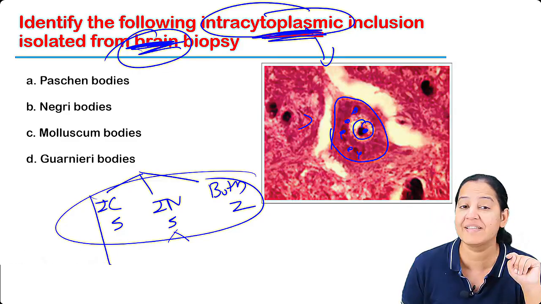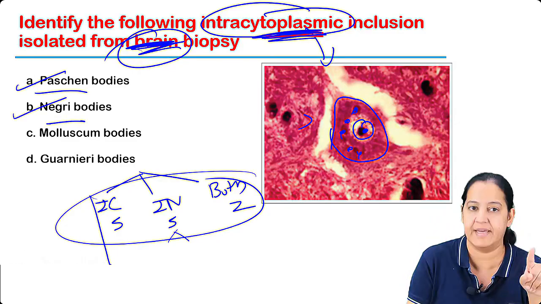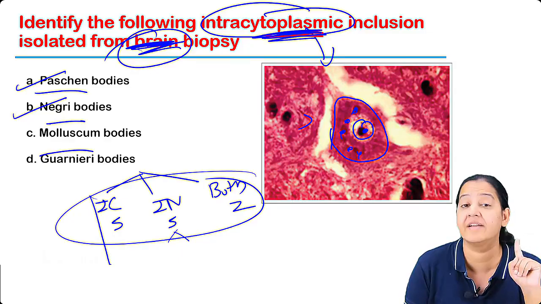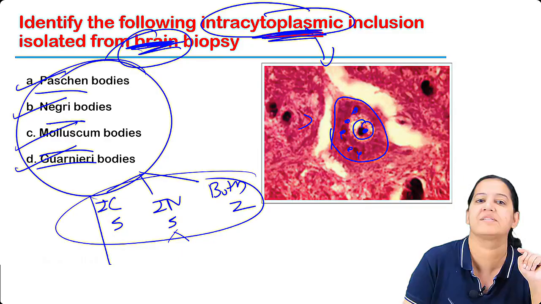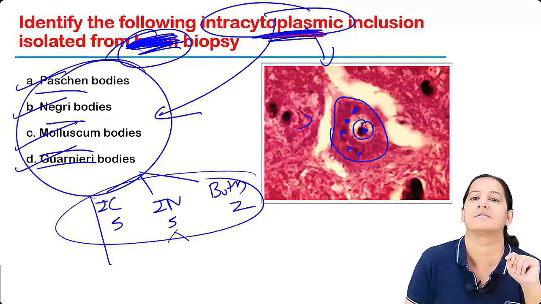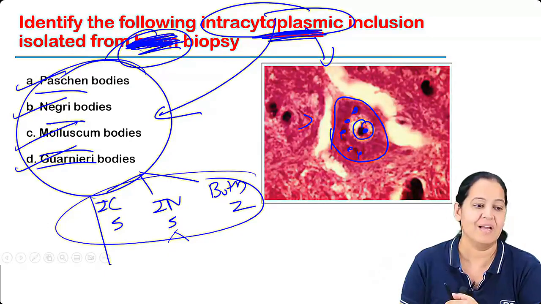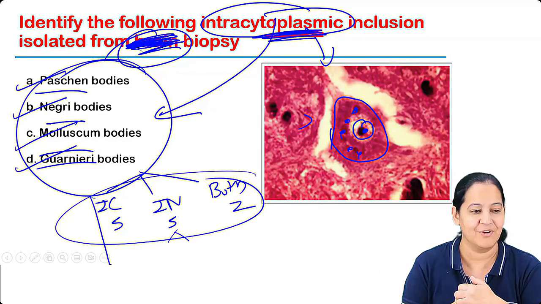In intracytoplasmic, what were the examples? Was Paschen body there? Say yes. Negri body there? Say yes. Molluscum, Henderson-Peterson? Yes. Guarnieri? Yes. My point is that they all are intracytoplasmic. So if you remove the word brain, they all are the answers because they all are intracytoplasmic. So A, B, C, D, they all will be the answer. Got my point?